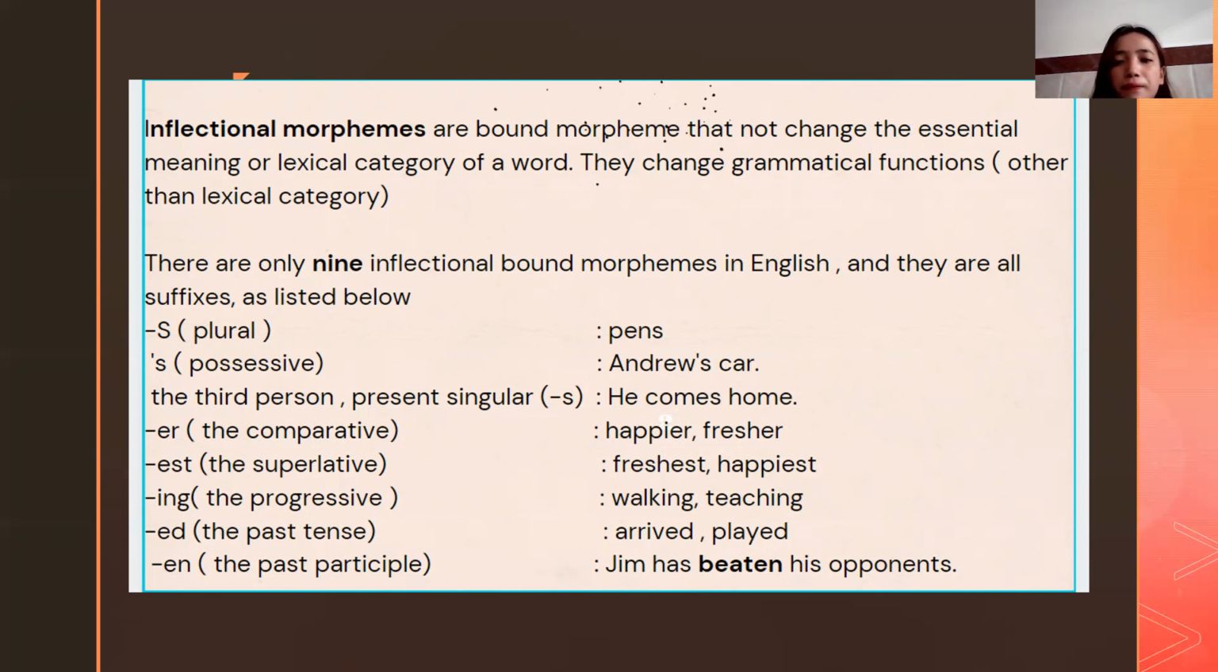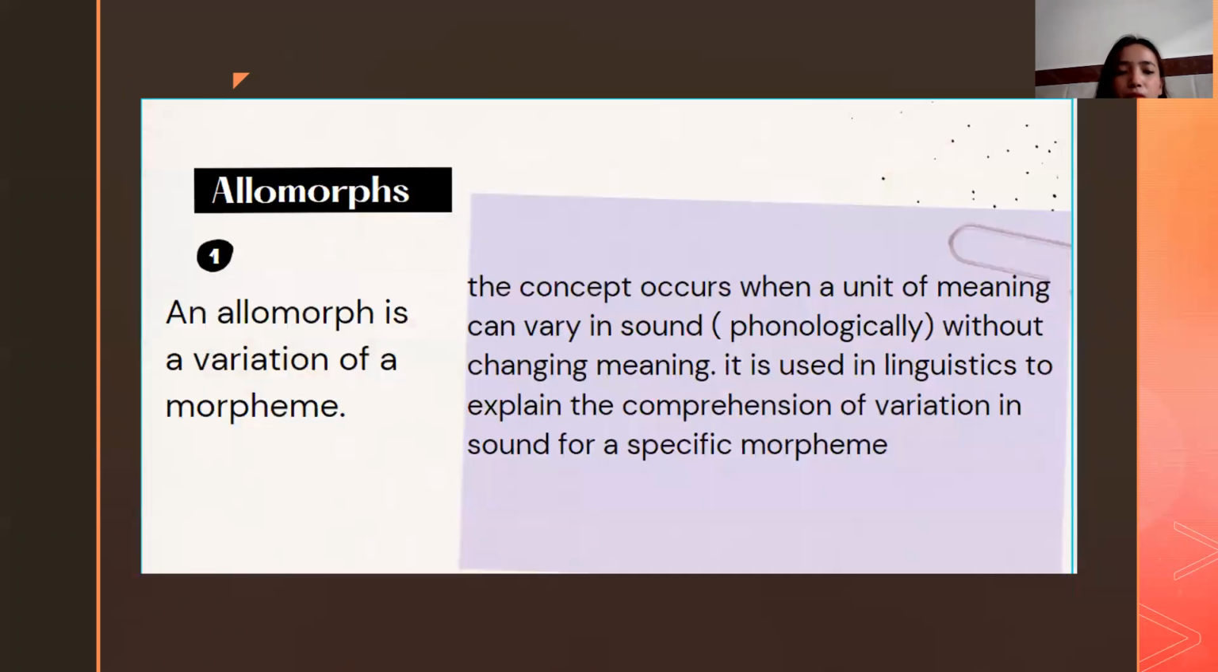So they are called inflectional bound morphemes. Like pens, Andrew's car, he comes home. Those are the inflectional bound morphemes when we say them. Okay, so we call allomorph.